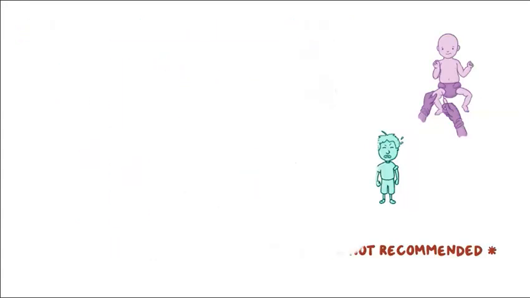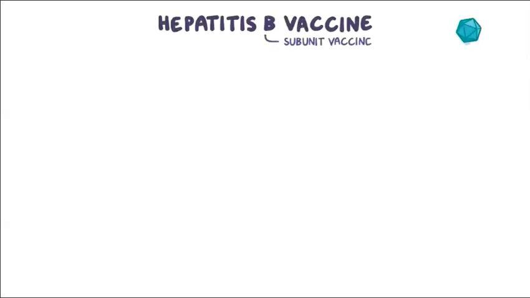Okay, now let's dive into the US vaccination schedule. We'll start with the hepatitis B vaccine. It's a subunit vaccine against the hepatitis B virus, which is a major cause of hepatitis and liver cancer. It's administered intramuscularly in a total of 3 doses.